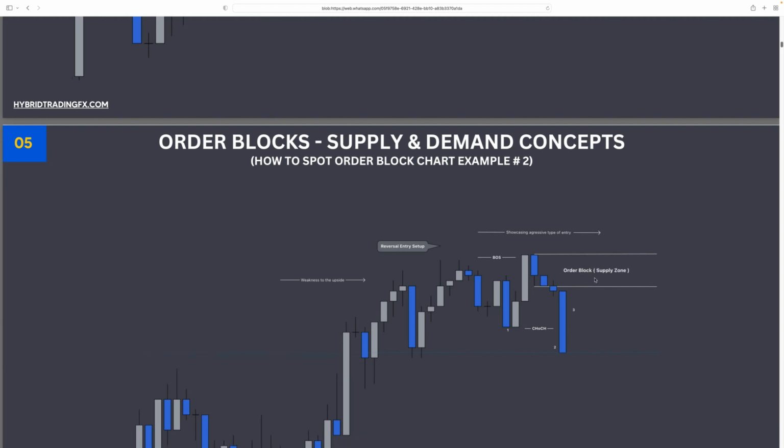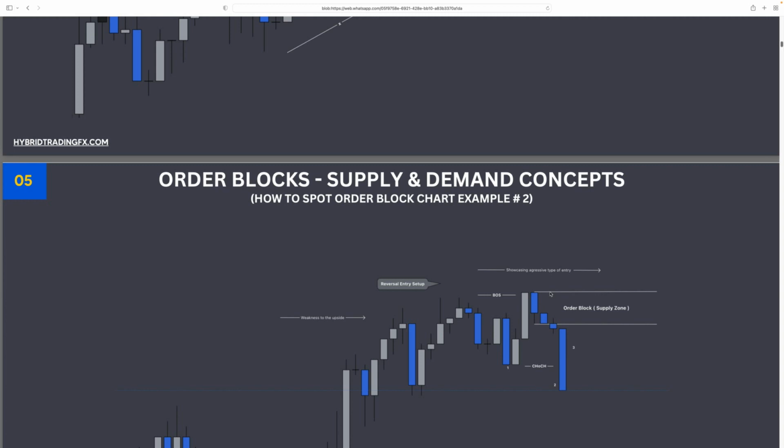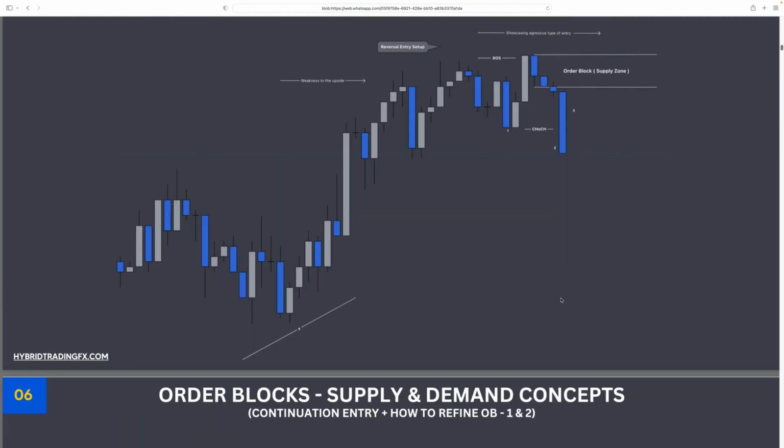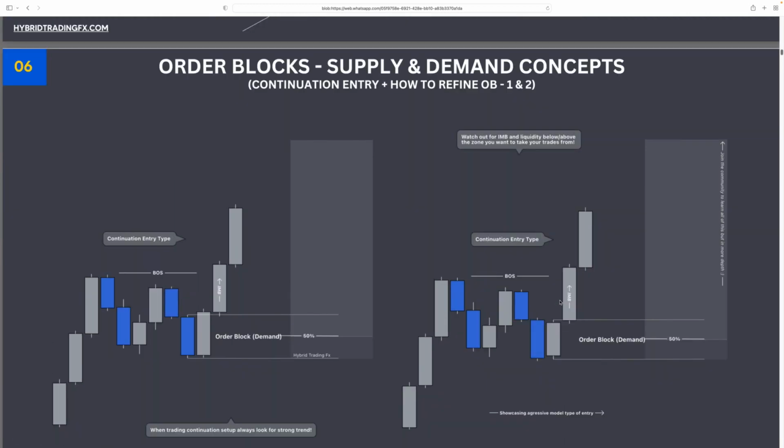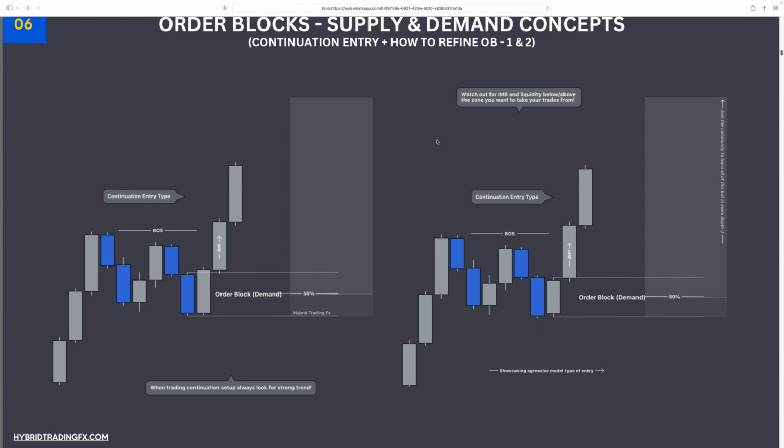You're gonna open up a little bit more lot size in it, and if you win, you're actually going to win bigger. So yeah, focus on the last candle that caused momentum, basically. So that's pretty much it. Let's move on. This is an example of continuation entry, plus how to refine our block again.